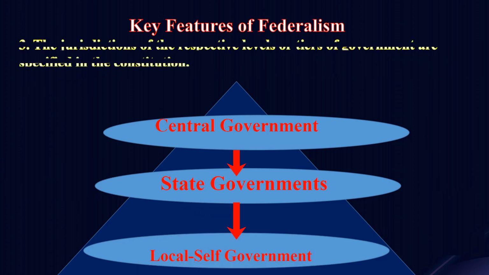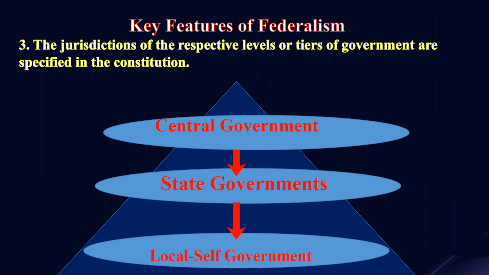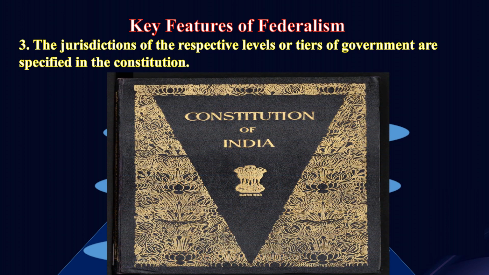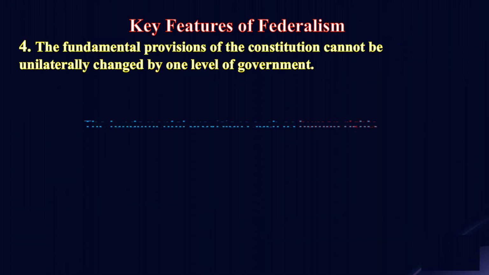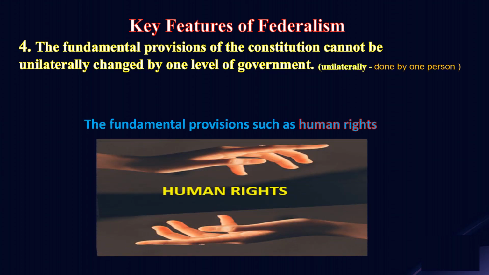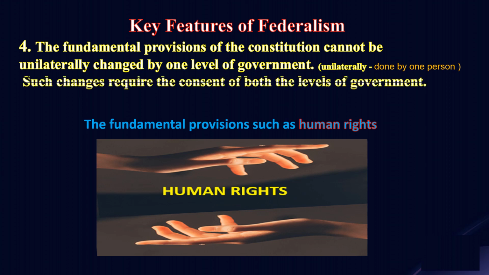Now, the jurisdictions of different levels of government are clearly mentioned in the Constitution. This means the jurisdiction of government is constitutionally divided. One level of government cannot interfere in the jurisdiction of others. Another important feature is that the fundamental provisions of the Constitution cannot be unilaterally changed by one level of government. This means that no one level of government can make changes in the fundamental provisions of the Constitution without consulting another level of government. Such changes require the consent of both levels of government.